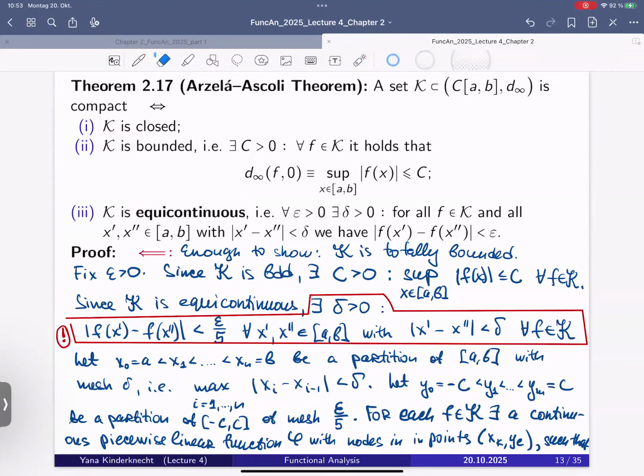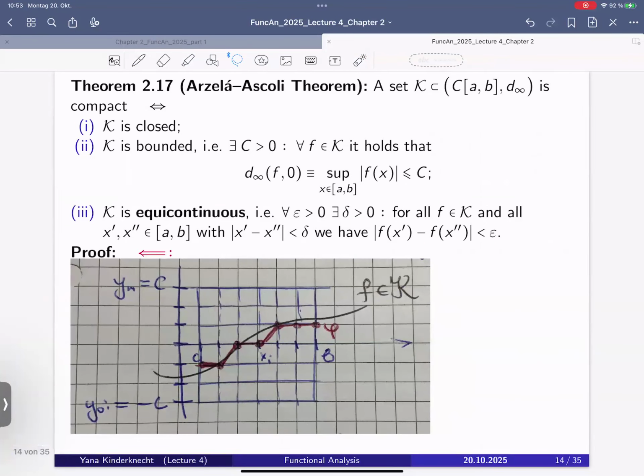Twice in. So may I go further to the next slide? Yes, yes. Okay. So this is the picture.